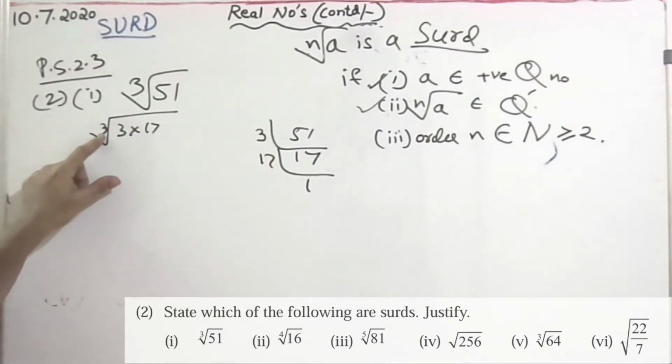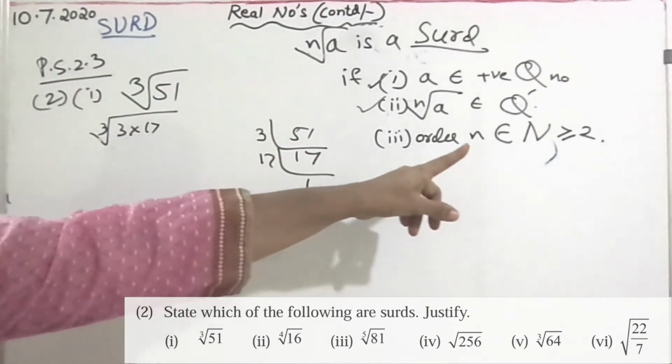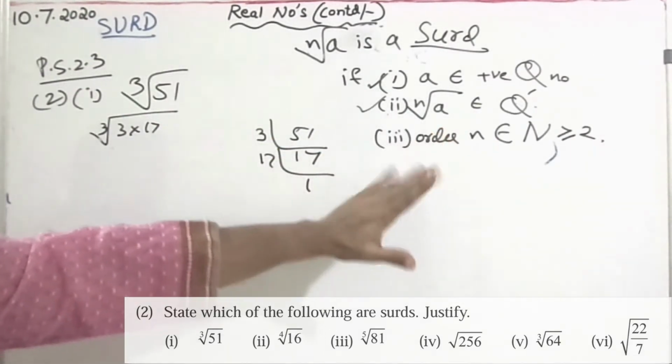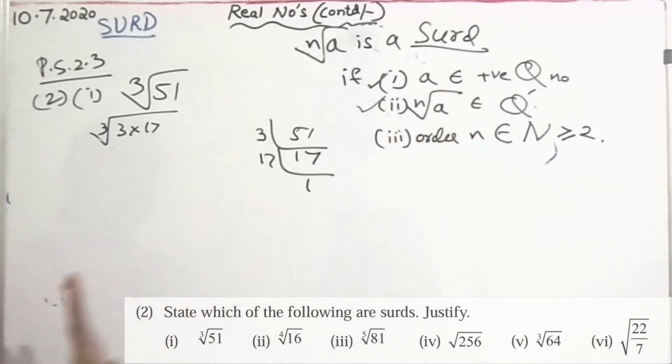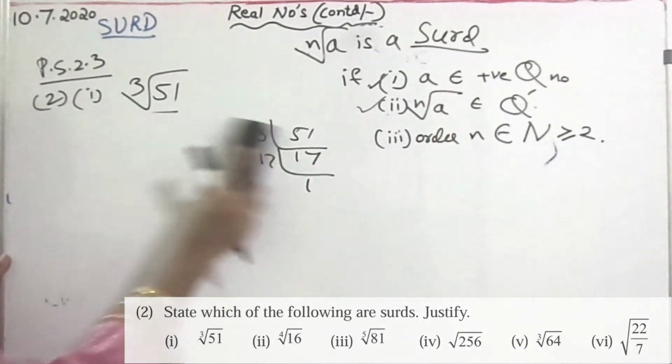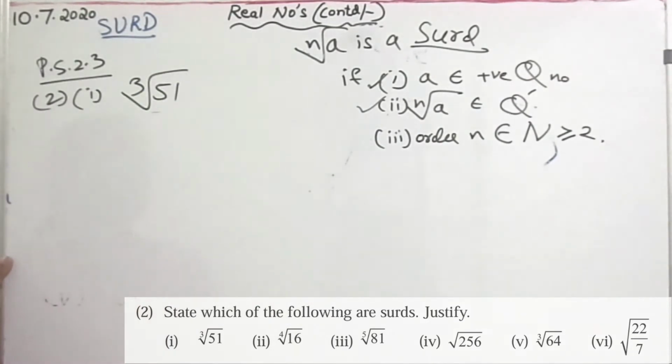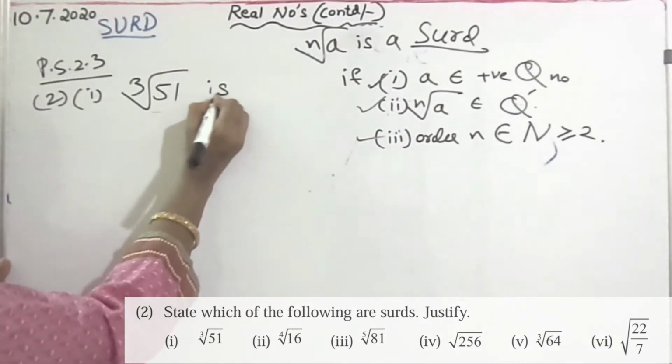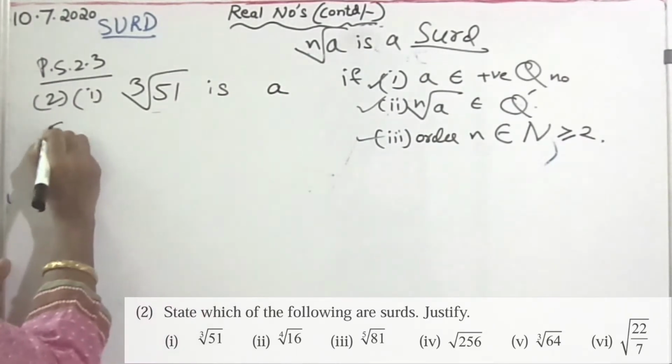And the order 3, does it belong to natural numbers greater than or equal to 2? Yes, order is 3 and it is greater than or equal to 2. So now let us justify it properly. So we have understood that it is a surd. It is satisfying all the three conditions. So we will write down now, cube root of 51 is a surd.